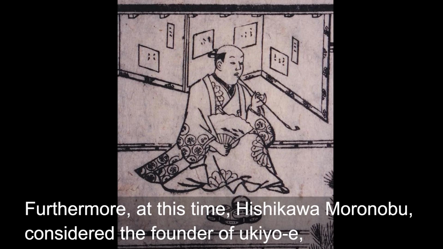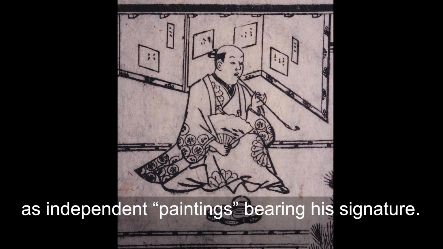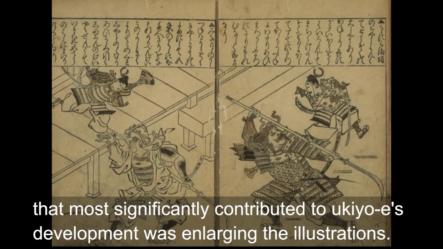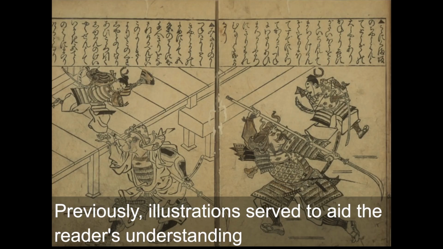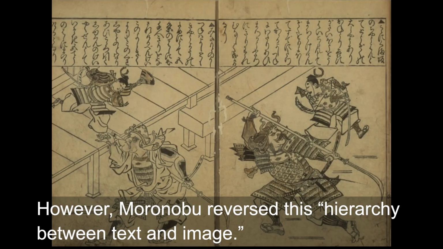Furthermore, at this time, Hishikawa Muranobu, considered the founder of ukiyo-e, established the genre by presenting woodblock prints, previously treated as book illustrations, as independent paintings bearing his signature. The innovation by Hishikawa Muranobu that most significantly contributed to ukiyo-e's development was enlarging the illustrations. Previously, illustrations served to aid the reader's understanding, text remained the primary focus, with pictures merely supplementary. However, Muranobu reversed this hierarchy between text and image.